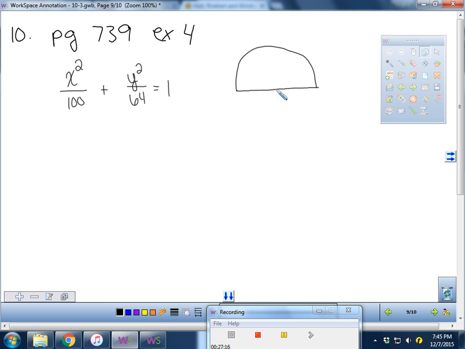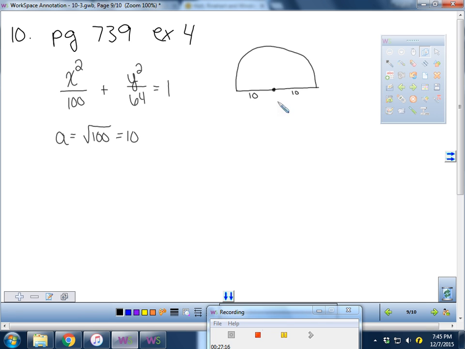So first things first, we've got to figure out how wide and how tall it is. So here would be my center, right? Like the center of my road. If we want to know how far we had to go from the center out to the sides, we need to know what is underneath the x. So we have 100, and that's the bigger number, so we know that's the a, right? So I have to square root that 100, which gives me 10. So that means from the center, I went 10 this direction and 10 this direction.